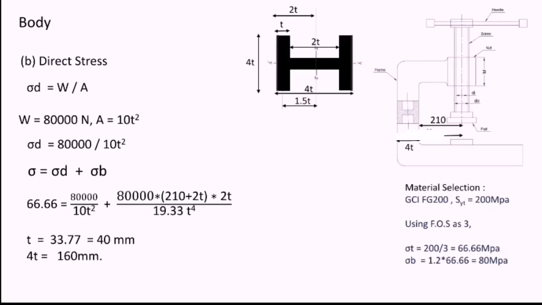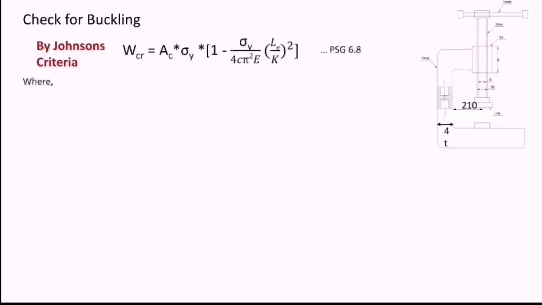Till this step, the entire design procedure was exactly the same as that of the C-clamp. The only addition in the screw press is that we have to check the screw for buckling. For buckling, by Johnson's criteria for short columns, WCR is equal to AC multiplied by sigma y into (1 minus sigma y divided by 4c pi square E into (LE by K) the whole square). This is given at PSG 6.8.